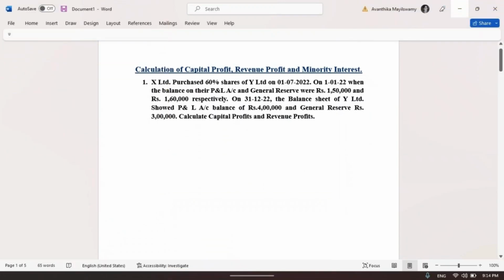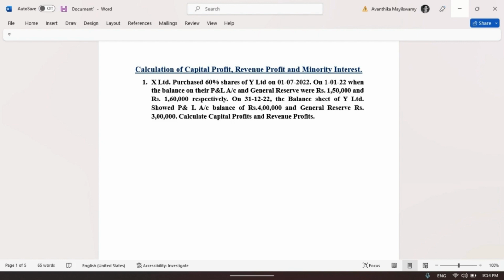Let us calculate capital profit, revenue profit, and minority interest with the help of an example. X Limited purchased 60% share of Y Limited on 1/7/2022. On 1/1/2022, the balance of their P&L account and general reserve were 1,50,000 and 1,60,000 respectively. On 31st December 2022, the balance sheet of Y Limited showed a P&L account balance of 4 lakhs and general reserve of 3 lakhs.